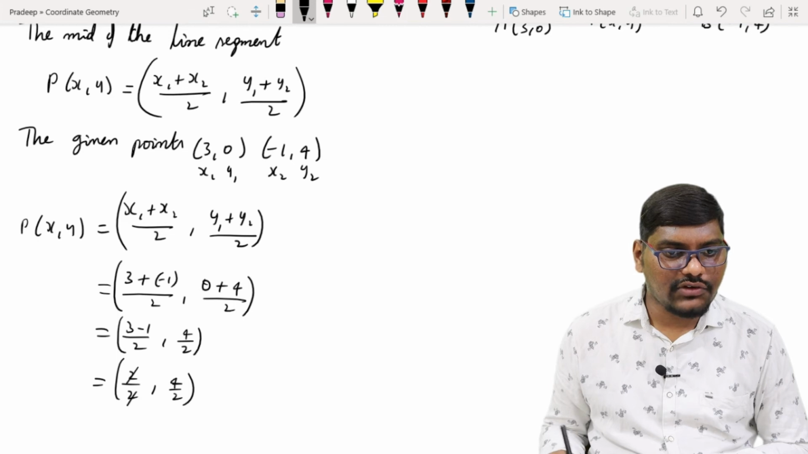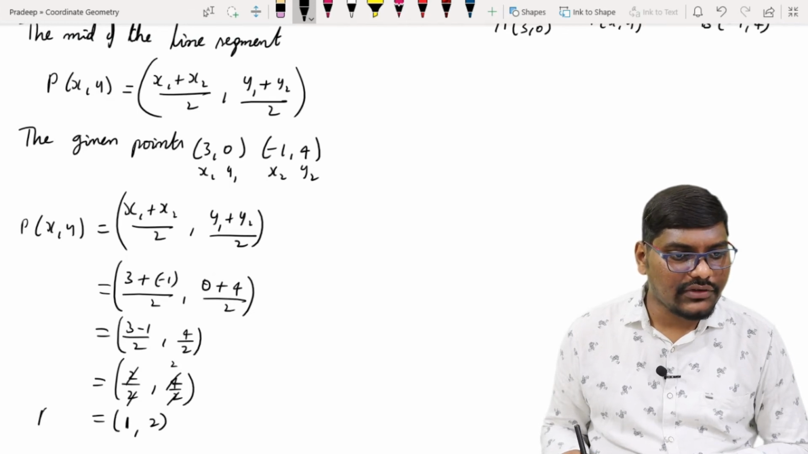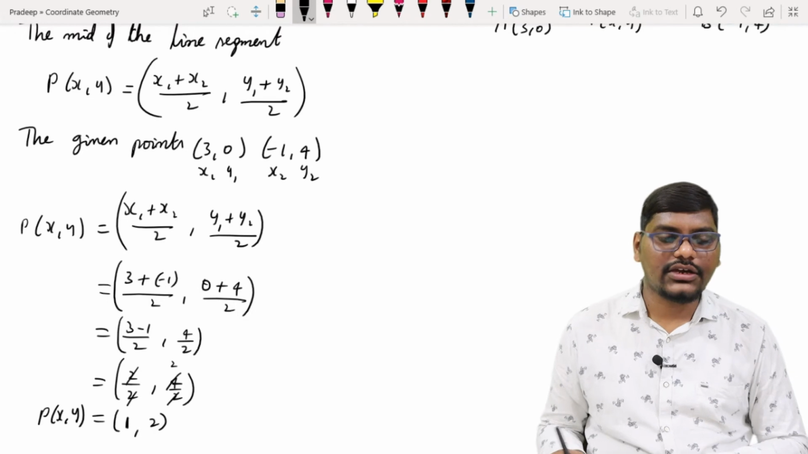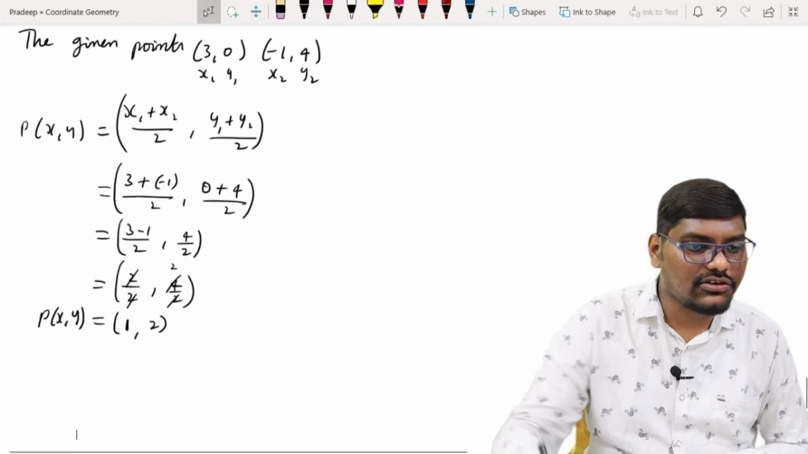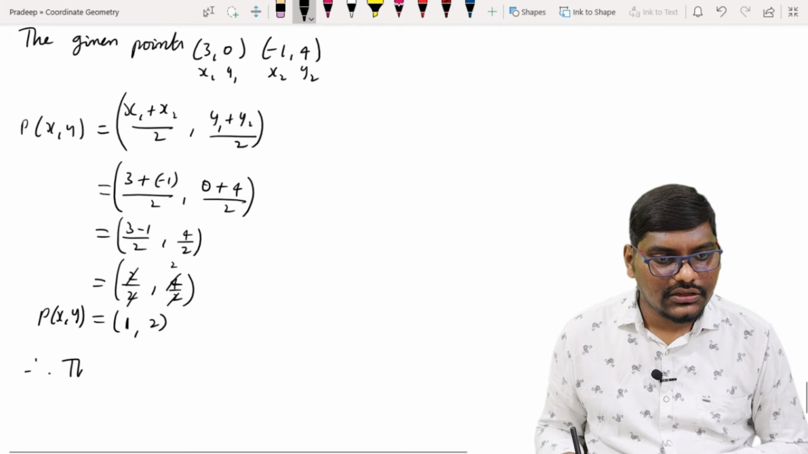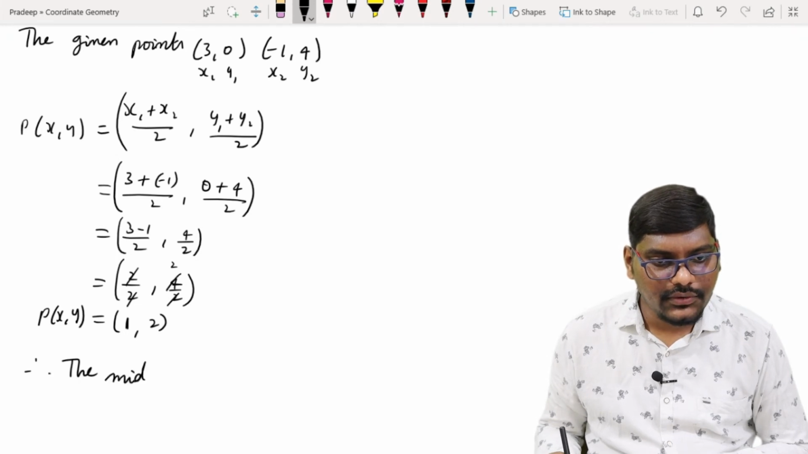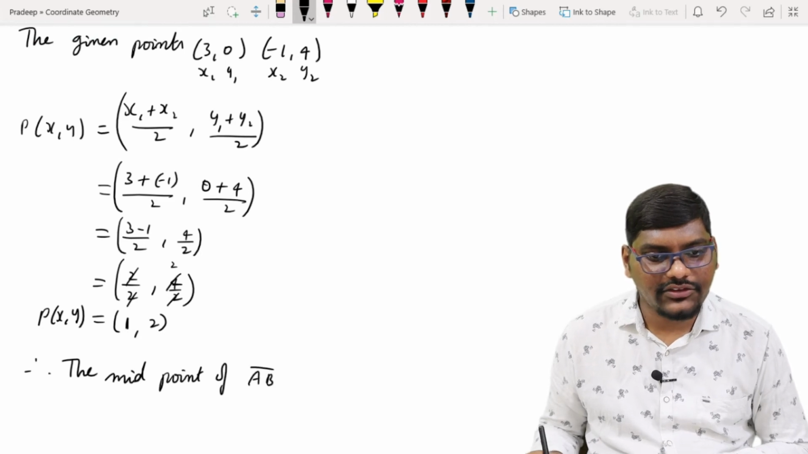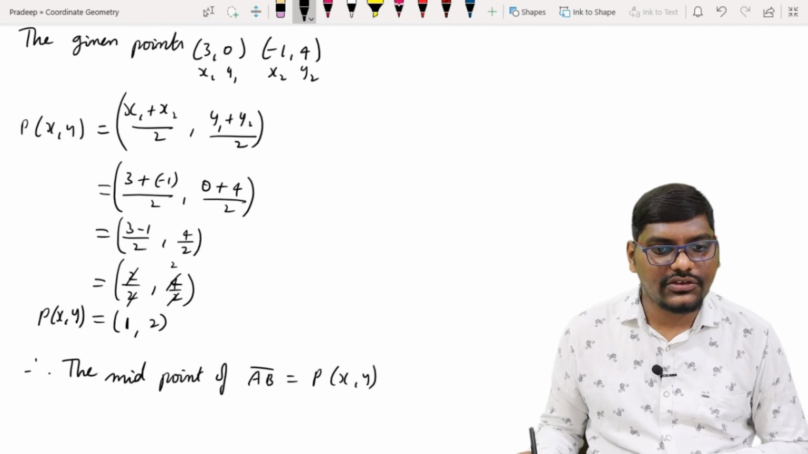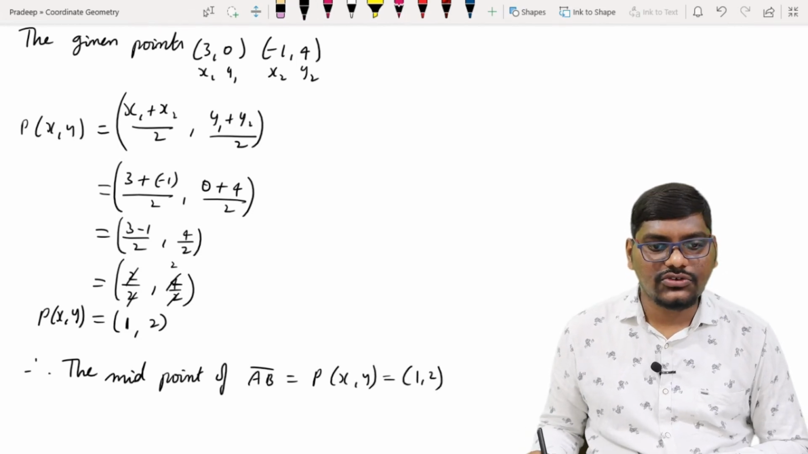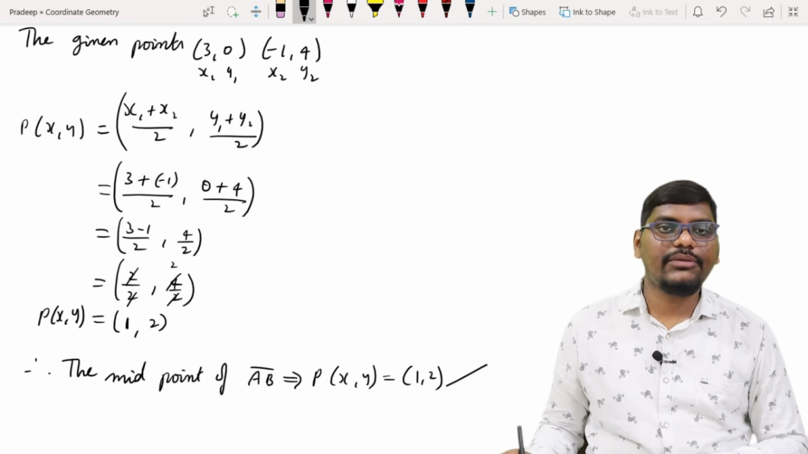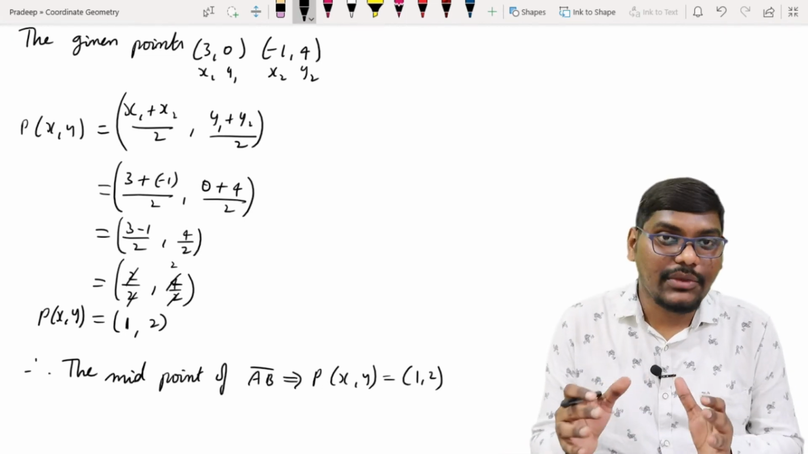So now we can cancel 2 ones are 2 ones are, so we'll get this point as 1, and this is 2 ones are, this is 2 ones are. So this is 1 comma 2, the point we are getting as the midpoint. Alright, so we can write here the conclusion. Therefore the midpoint of the line segment AB equals P(x, y), which is nothing but 1 comma 2. Alright, so this is the midpoint of the particular line segment AB.